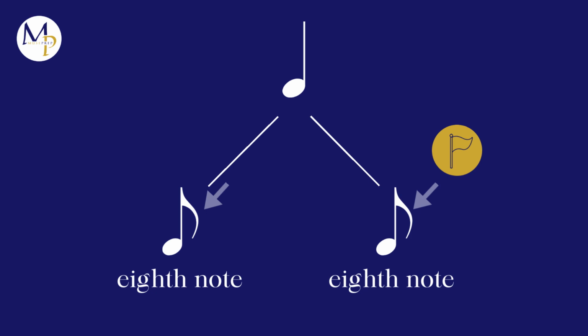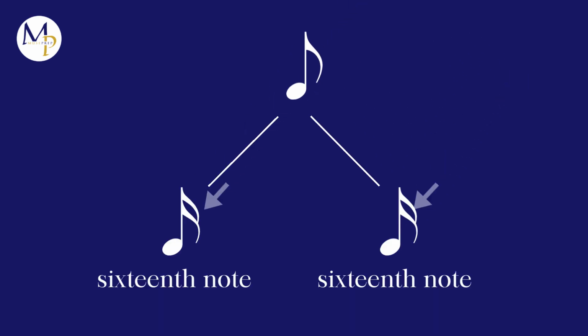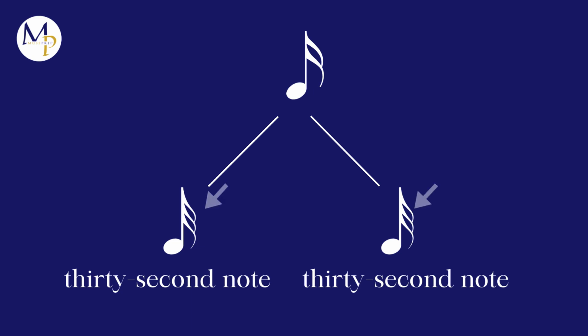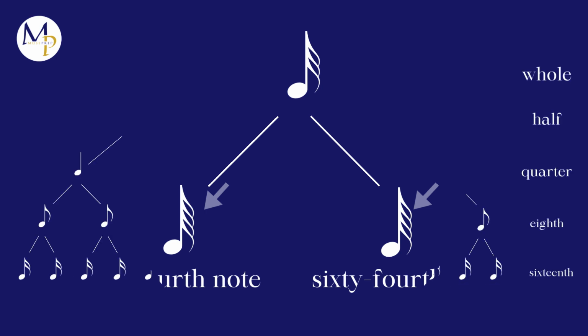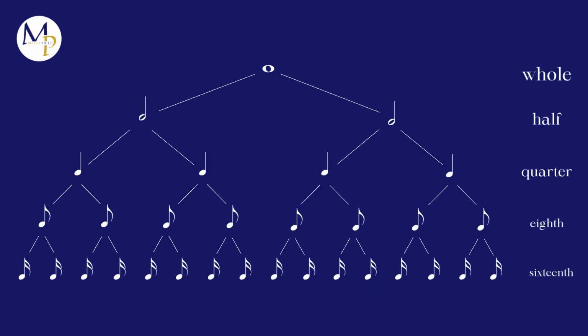By now, you've probably understood how the system continues. 16th notes with 2 flags, 32nd notes with 3 flags, 64th notes with 4 flags, and so on. In this diagram, you can see the subdivision of a whole note down to 16th notes.